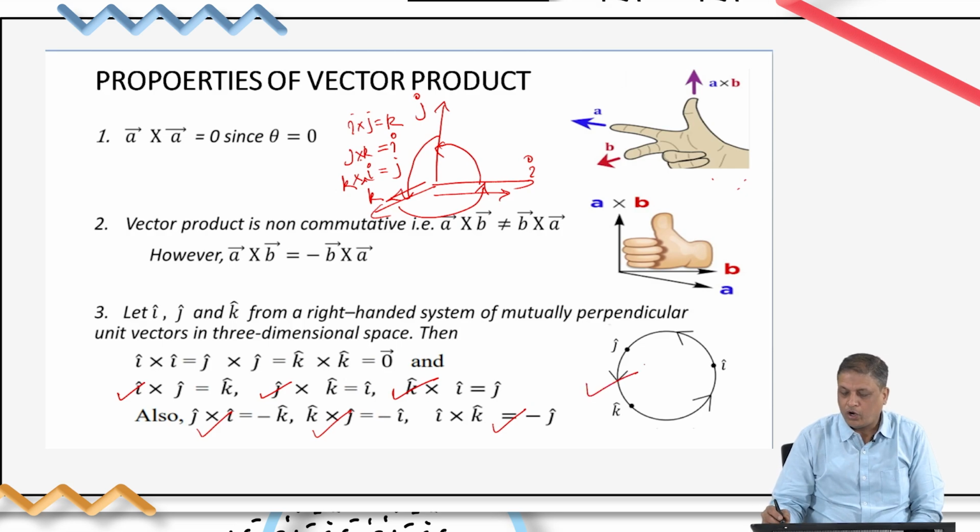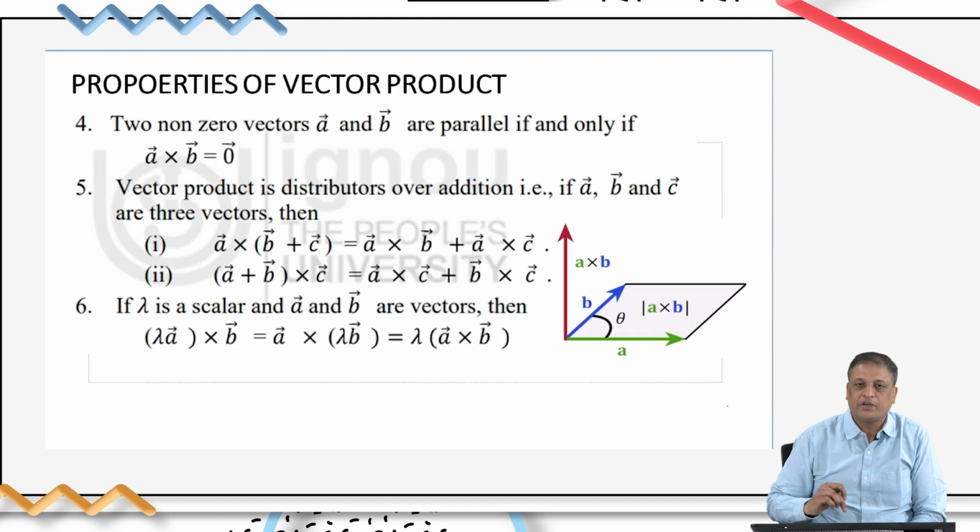So, you can always refer to this diagram, and you can always determine what is i cross i. It will be i cross i, j cross j, k cross k will be 0, whereas i cross j is equal to k, j cross k is equal to i, and k cross i is equal to j.